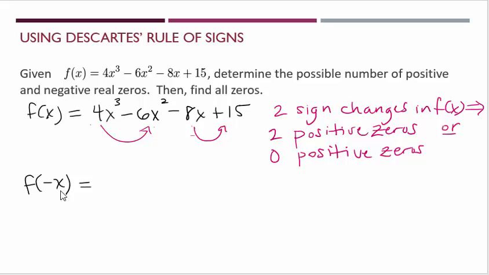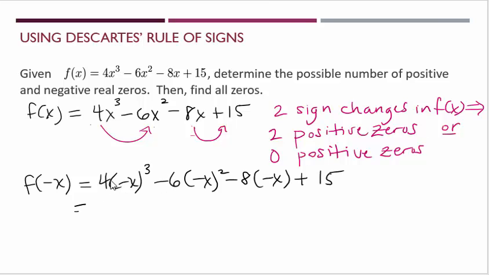Okay, if we look at the number of sign changes in f of negative x, first, substitute negative x for x and simplify. So 4 times negative x cubed, negative x to the third is still negative x cubed. And so that's bring the negative to the front, and it's negative 4x cubed minus 6. And negative x squared is the same thing as positive x squared, since a negative number squared is positive. Negative 8 times negative x is plus 8x, and then plus 15.